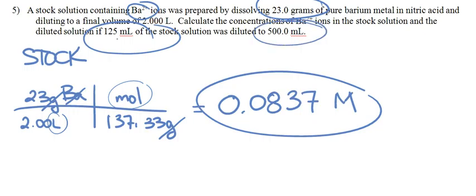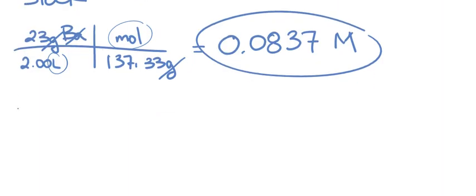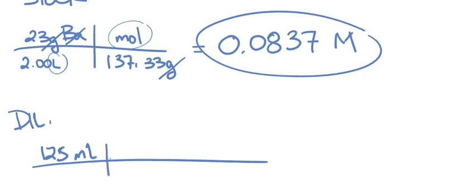So my final volume is going to be 500 mils. But first, I'm not gonna look at that one yet. Don't look at that yet. Focus on the 125. So for my dilute solution, I have my volume, which is 125 milliliters. That's not a number that I like, so I want to convert that milliliters into liters. So 1 liter, there's 1,000 milliliters in there.